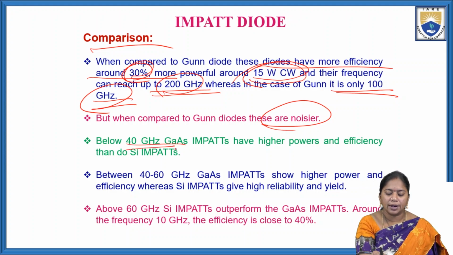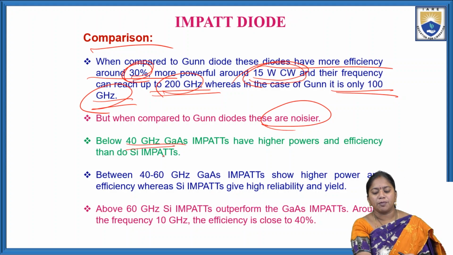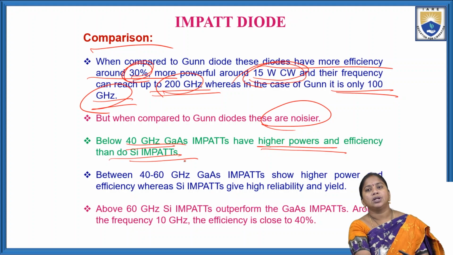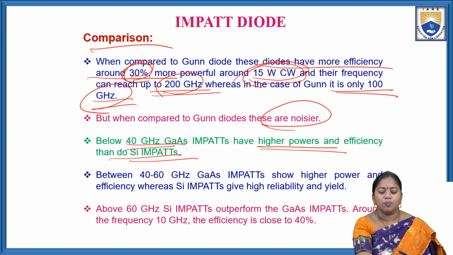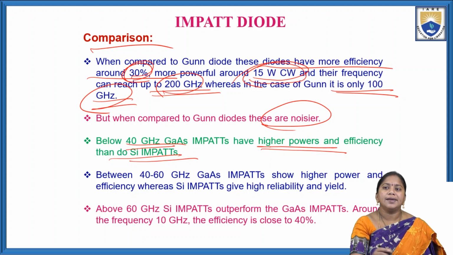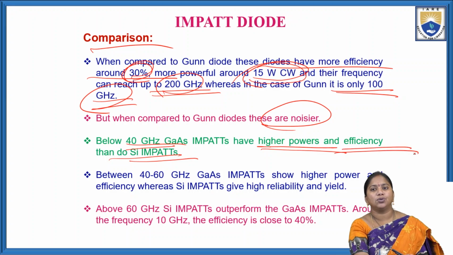Below 40 GHz, gallium arsenide impact diodes have higher power and efficiency than silicon impact diodes.